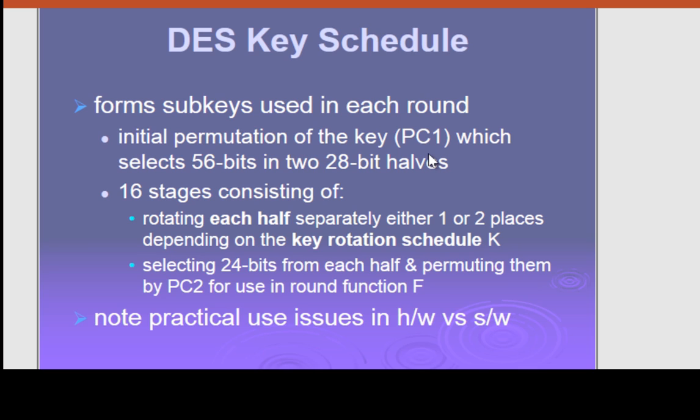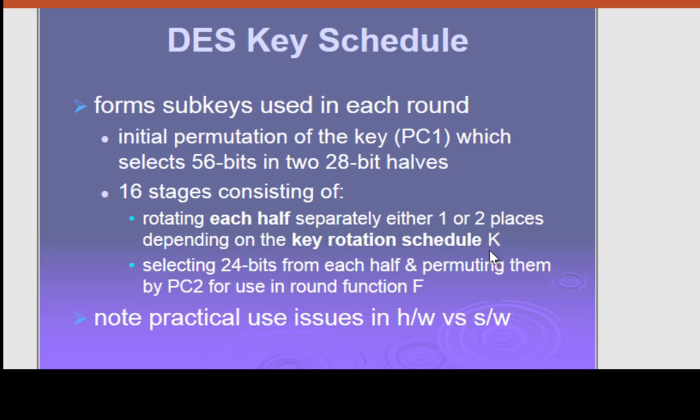Just like the data part, for the key part also the initial permutation is done, and that initial permutation is called permutation choice 1. This 56 bits is divided into 28-bit halves, and this is done for 16 stages. For each round the same process is done, and in each stage each 28-bit half rotates separately either 1 or 2 places.